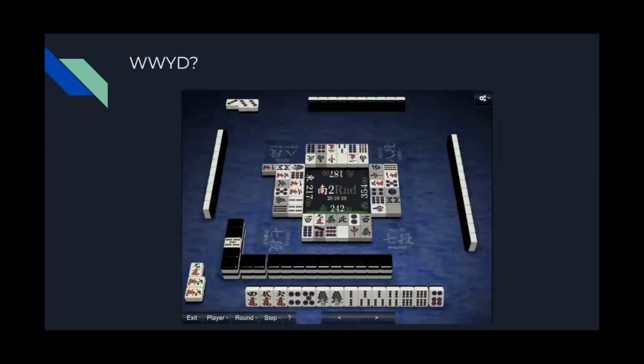All right. Moving on to this, what we do. We are in South 2 of a Hanchan. We have a slight lead over 4th and 3rd, and we're 11k behind 1st place. And we have the option of Riichi versus Dama.